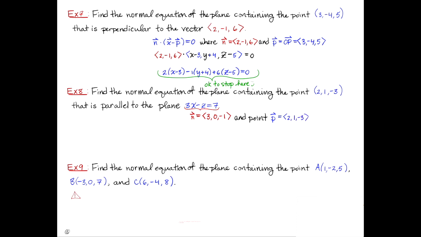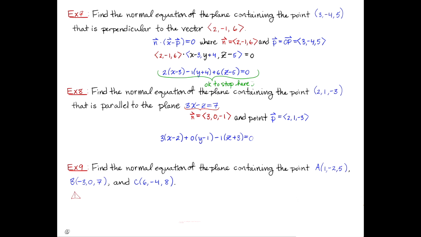And so the equation of our plane is going to be 3 times x minus 2 plus 0 times y minus 1 plus a negative 1 times z minus a negative 3. And that is equal to 0. And that's it. That is the equation of your plane, and you don't have to simplify that. And I did show the 0 in the y component just so you could see where the equation was coming from.